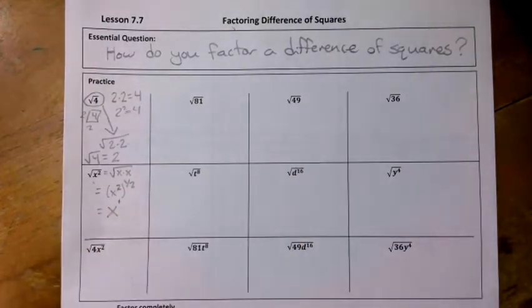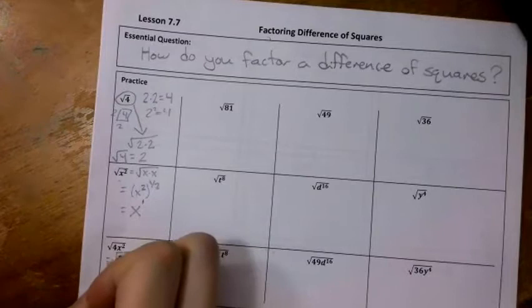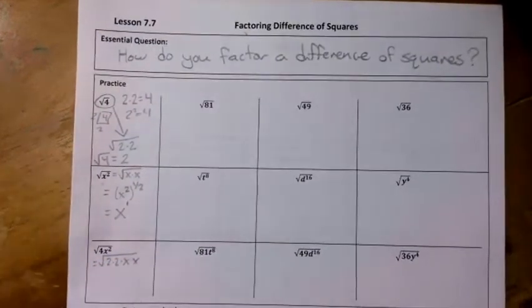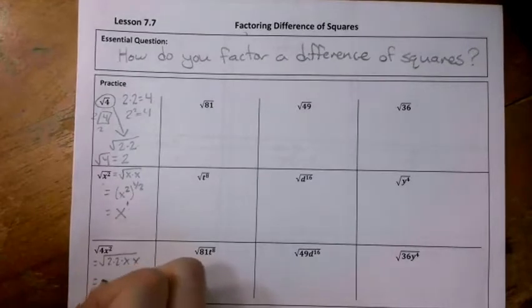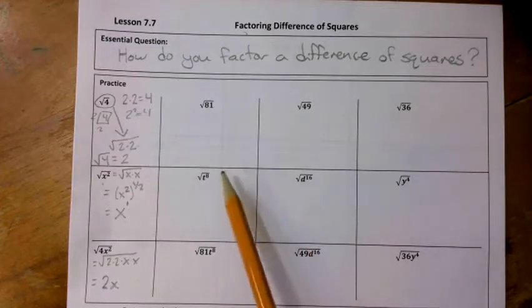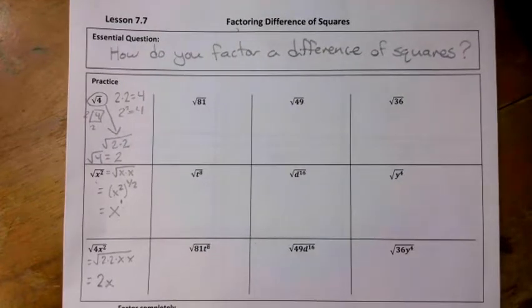This last one down here is the square root of 4x squared. So this would be the square root of 2 times x times x. If they have a buddy, they can escape. So this would be 2x. So pause the video for a second and try these other 9. Just remind yourself of how you find the square root. Pause the video, try them out.